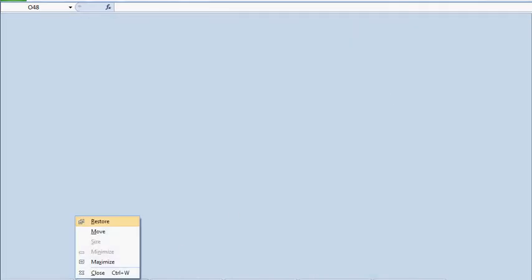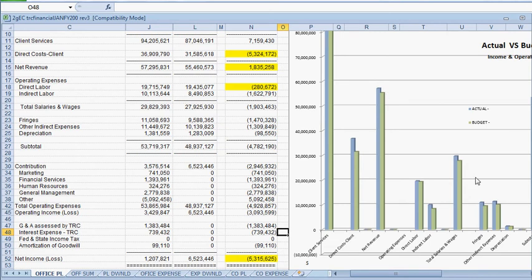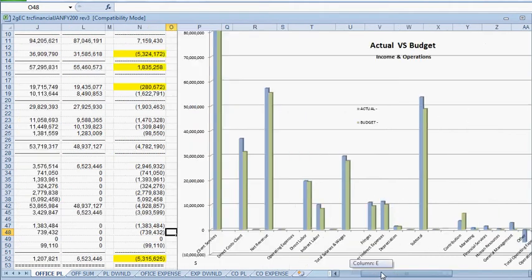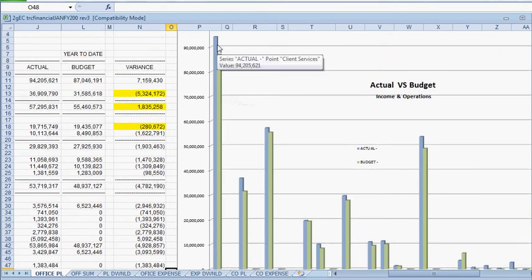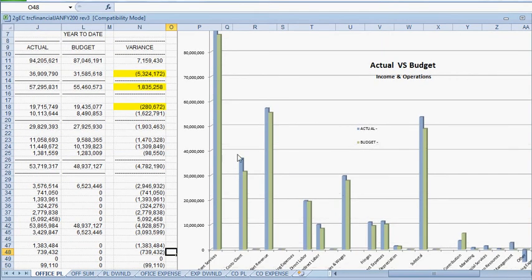Next, I'm going to talk about actual versus budgeted in income and operations for an individual division. So as you can see in this graph here, the actual is in blue and the budgeted is in this light green. So what I want to focus on first is the actual values of the net and net revenue are all higher, and the client services, if you look up here at the top, is a lot higher than what we budgeted.